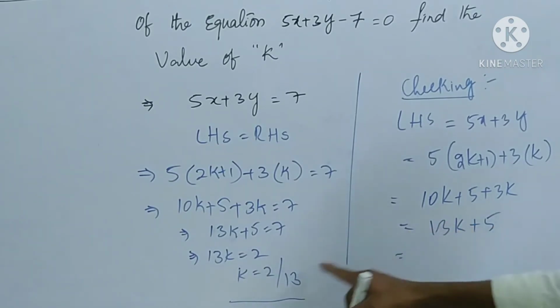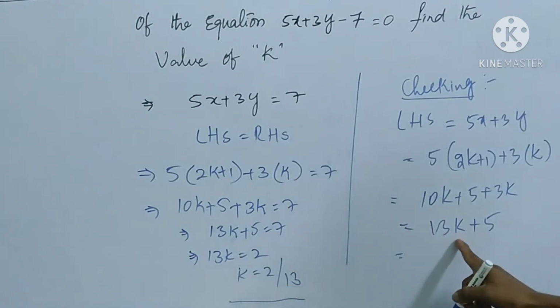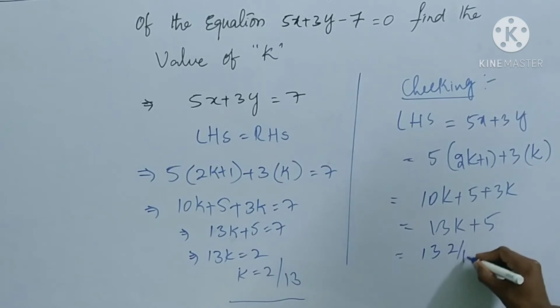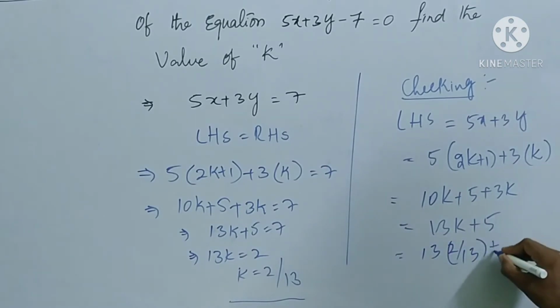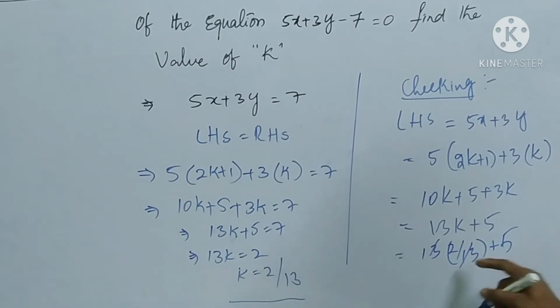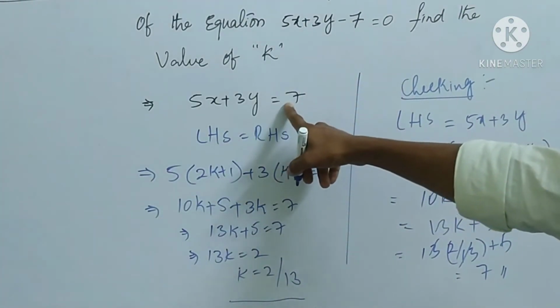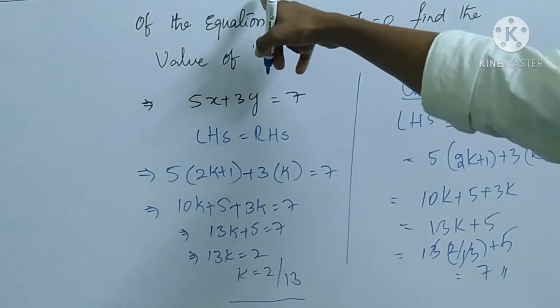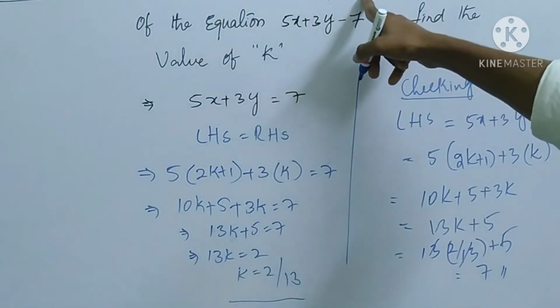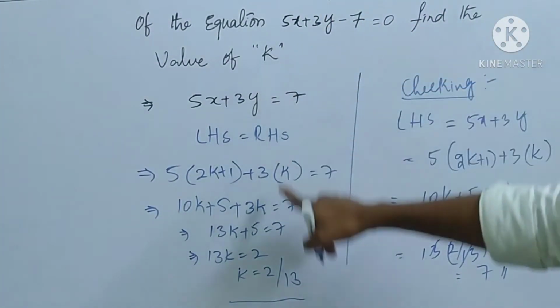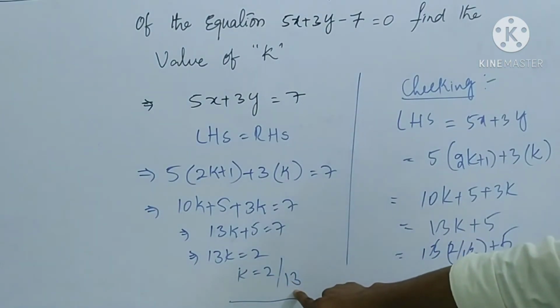Substitute the k value here. k is equal to 2 by 13. 13 into 2 by 13 plus 5. Here 13 cancels. 2 plus 5 is equal to 7. Here LHS is equal to RHS. So x is equal to 2k plus 1 and y is equal to k is a solution of the given linear equation when k is equal to 2 by 13.